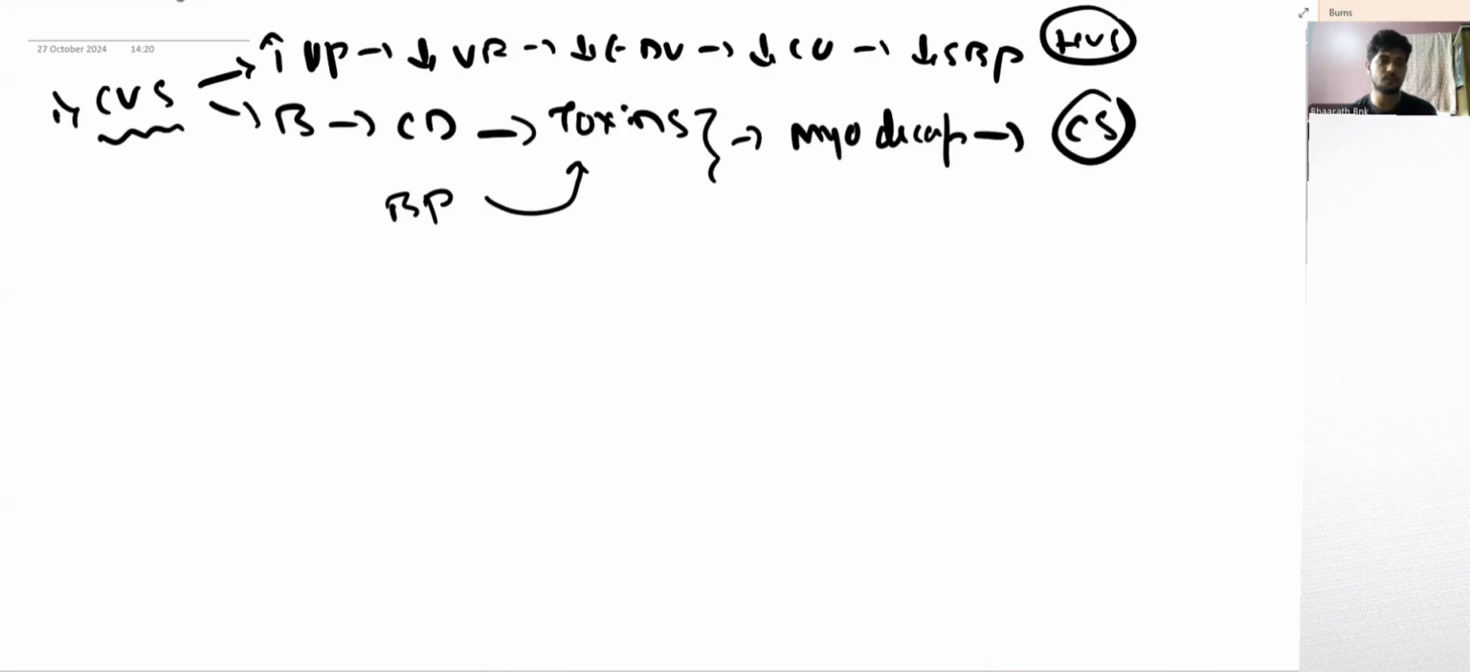Another reason for shock in a burn patient is the development of abdominal compartment syndrome. If abdominal compartment syndrome is so severe that it compresses the inferior vena cava, can anyone tell me what kind of shock it would be?